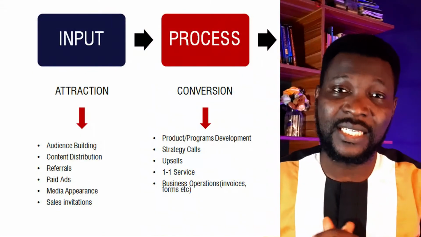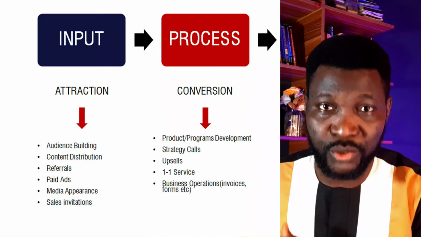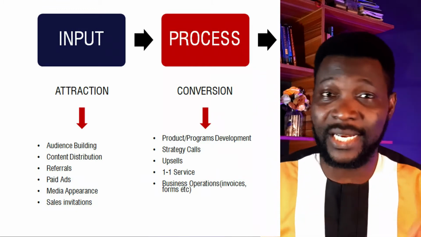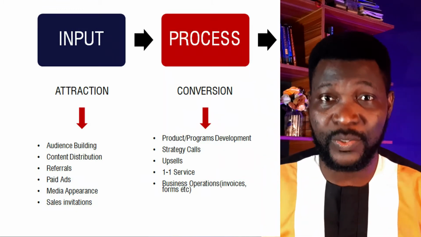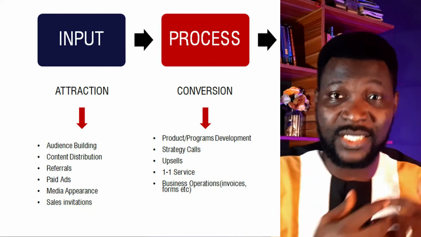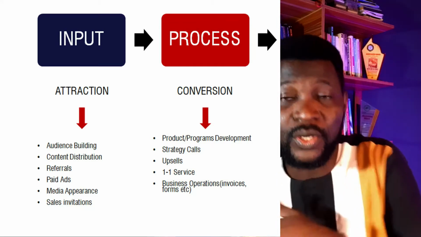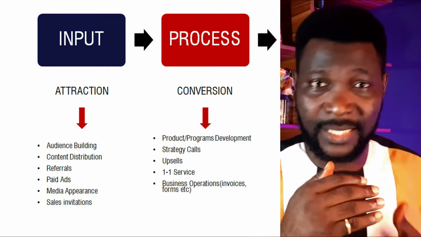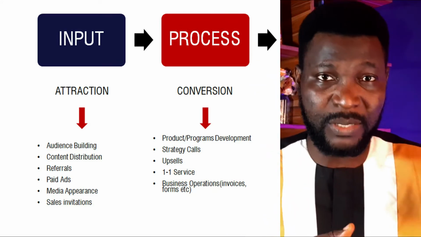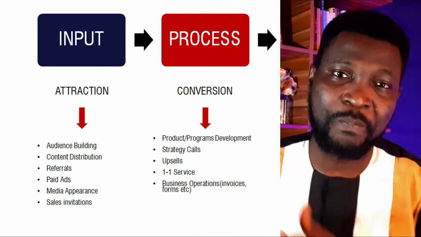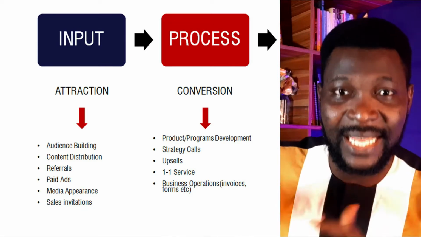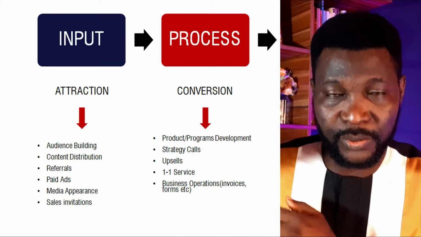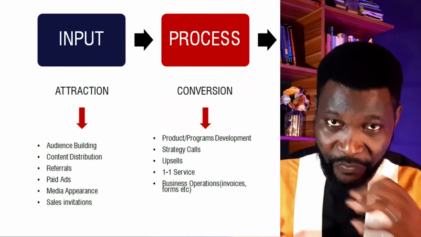Number 1 way is to develop products and programs. Number 2 is to get on strategy calls. So you can actually get on a strategy call where you get to discuss with the people who are interested in your business to find out how you can help them. Number 3 is you can upsell people. So let's say somebody buys something from you, maybe a product or a program, you can give them a next level, like, okay, you've bought this, this is the next thing that you need to do. That is a conversion system. You are converting more that way.